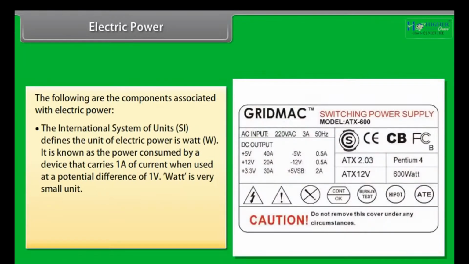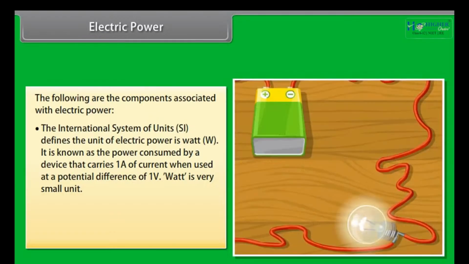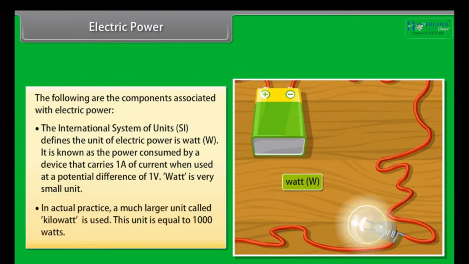The International System of Units, SI, defines the unit of electric power as watt, W. It is known as the power consumed by a device that carries 1 A of current when used at a potential difference of 1 V. Watt is a very small unit. In actual practice, a much larger unit called kilowatt is used. This unit is equal to 1000 watts.